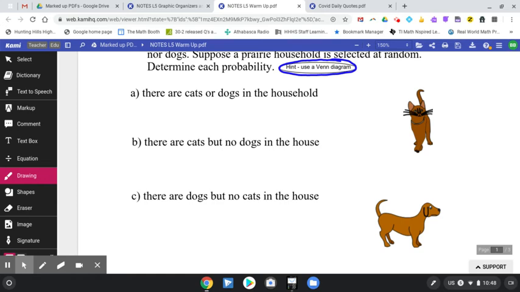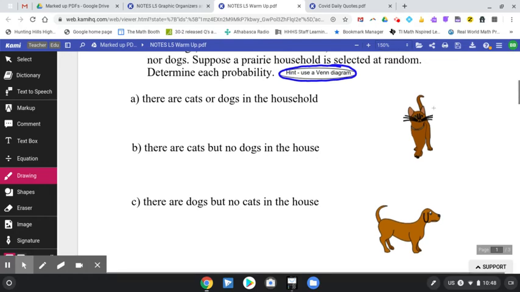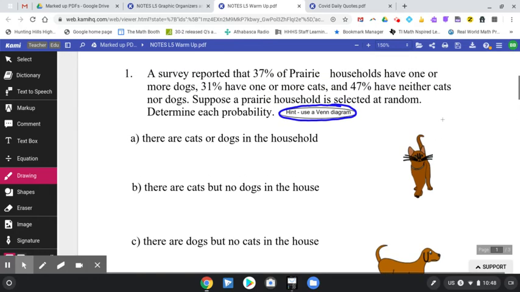A, cats or dogs in the house. B, we have cats but no dogs, so that's like saying only cats. And C, dogs but no cats is like saying only dogs. So exactly those same kind of questions that we were working on back when we did Venn diagrams. So let's just do a quick review on how we're going to make this Venn diagram.